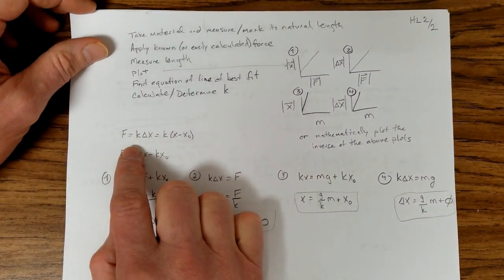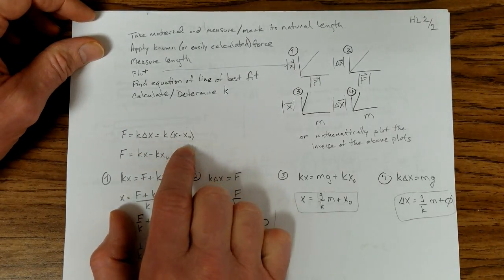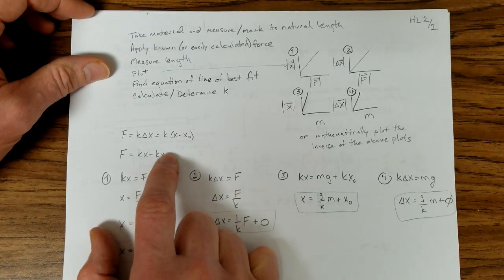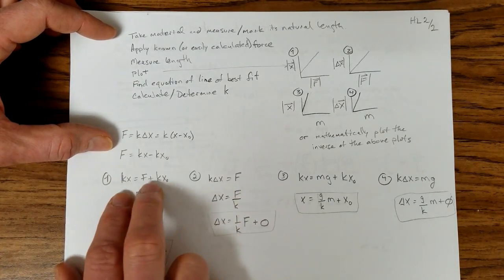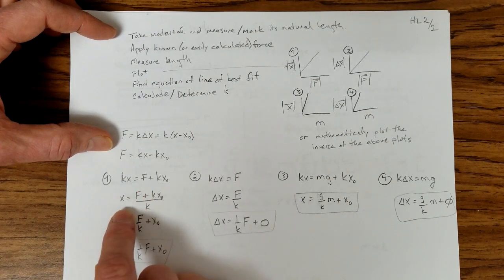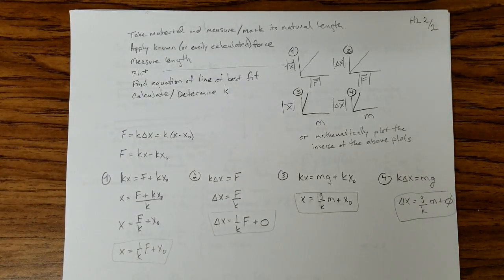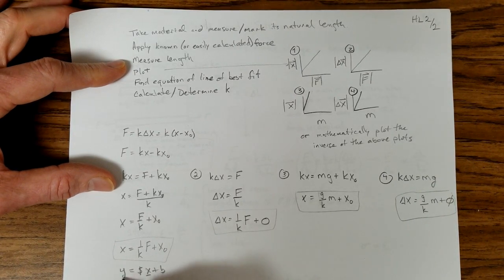So ignoring the directions, if F is k delta x, well, delta x is just x minus whatever your initial position is. And so we end up with this. Initial position is set, k is a constant, and so this whole term right here is a constant. So I add k x naught to both sides, and then I just flip the order around. So kx is equal to F plus k x naught. Solving for x, we end up with this equation right here and get it into slope-intercept form. That's the classic y equals mx plus b, or the way I write it, y is equal to slope x plus b form.